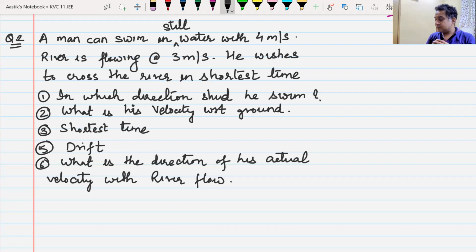The numbering has got confused. Number 4 is the drift, and number 5 is what is the direction of his actual velocity. Actual velocity means velocity with respect to ground, with the direction measured from the river flow. So these are the 5 questions. You have 2 minutes to solve them.